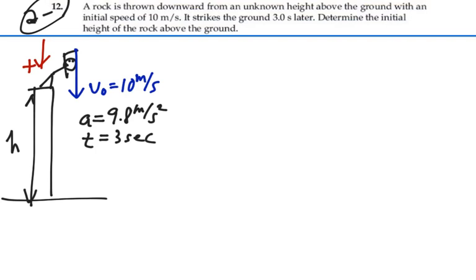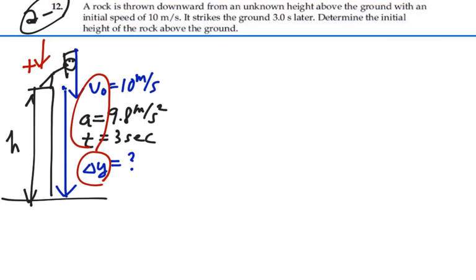We also will know that our displacement will be this total distance to the ground. Let's call it delta y. And in terms of magnitude, it's going to be the same as the height above the ground. So if we can find delta y, we would find the height above the ground. So we actually have 3 kinematic variables given and a fourth one asked for. We can do this. So let's look at this.